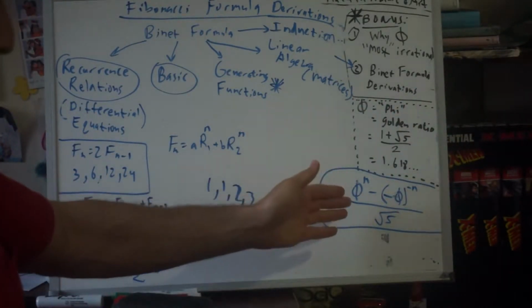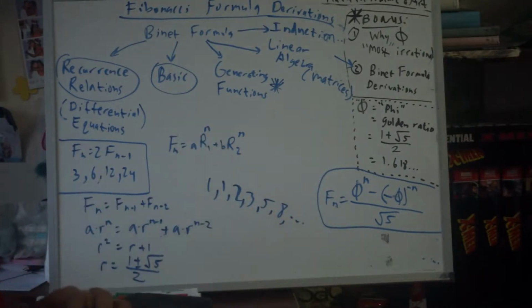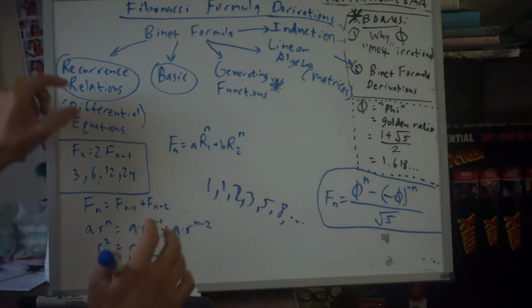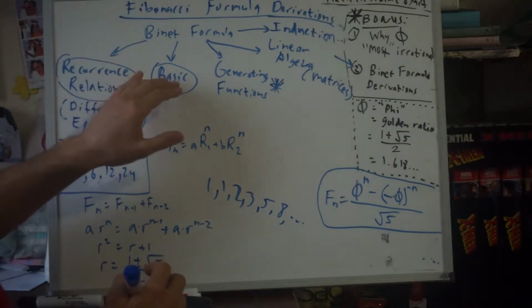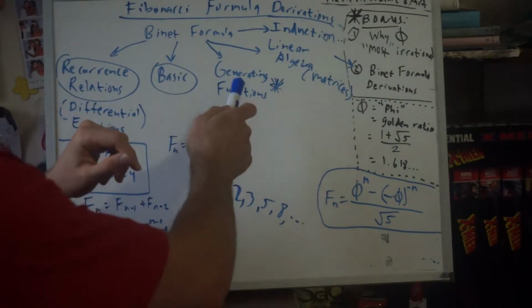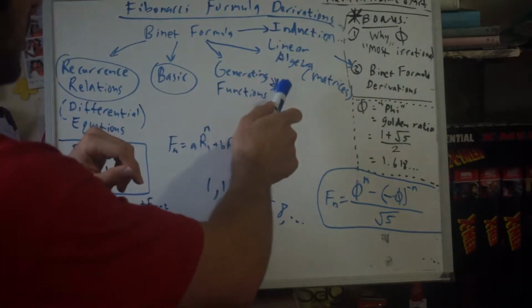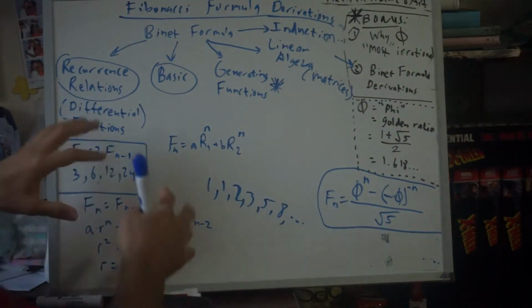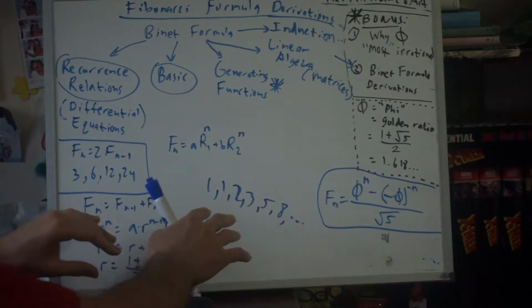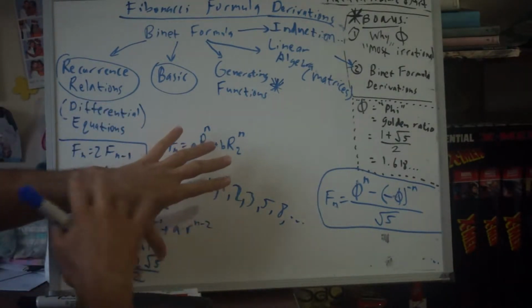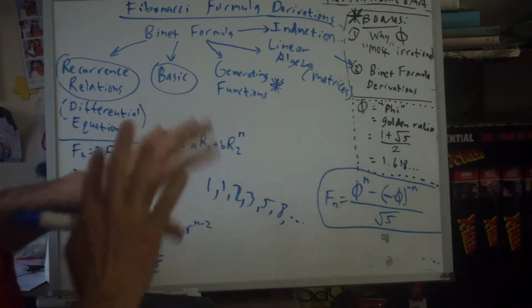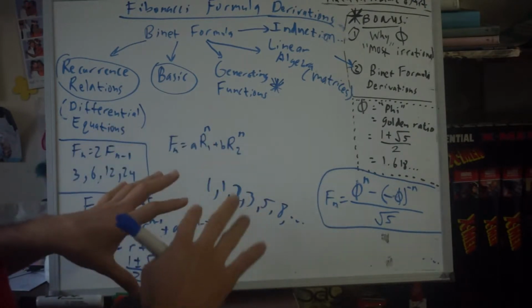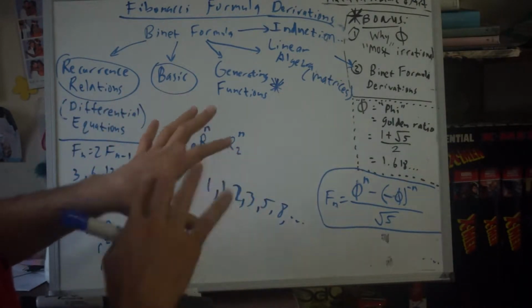So how do you get this formula? There's many ways. I've listed a few. So there's recurrence relations, there's this basic method, generating functions, linear algebra, and induction. Alright, so I'm going to very quickly comment. I've written some stuff down here, but I'm going to pretty much make the decision to skip over this because this is getting into the weeds a little too much.